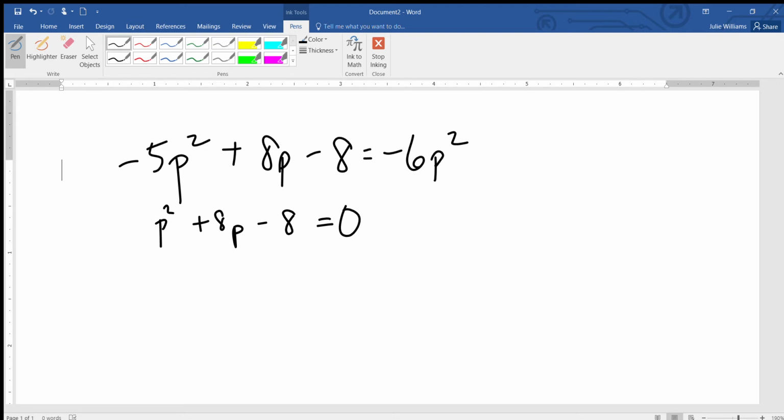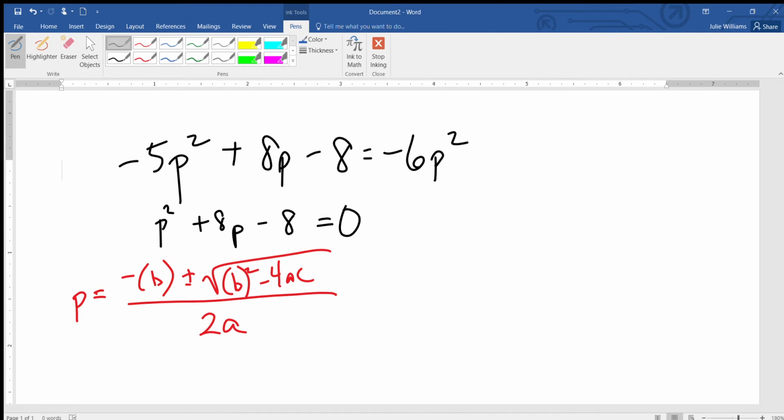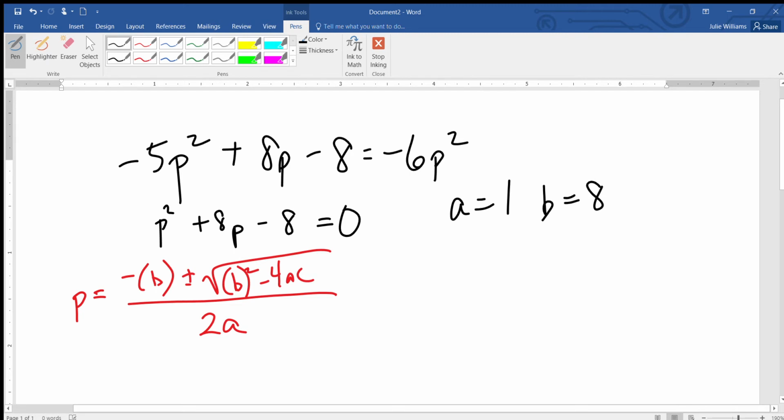The quadratic formula will work for everything though. So let's go ahead and write what the quadratic formula is. Instead of using x, in this case, we're solving for p. It's equal to negative b plus or minus the square root of b squared minus 4ac all over 2a. Oh, I forgot to identify a, b, and c. So a is equal to 1, b is equal to 8, and c is equal to negative 8. So this first step, let's go ahead and substitute only. Let's not do any simplification yet.